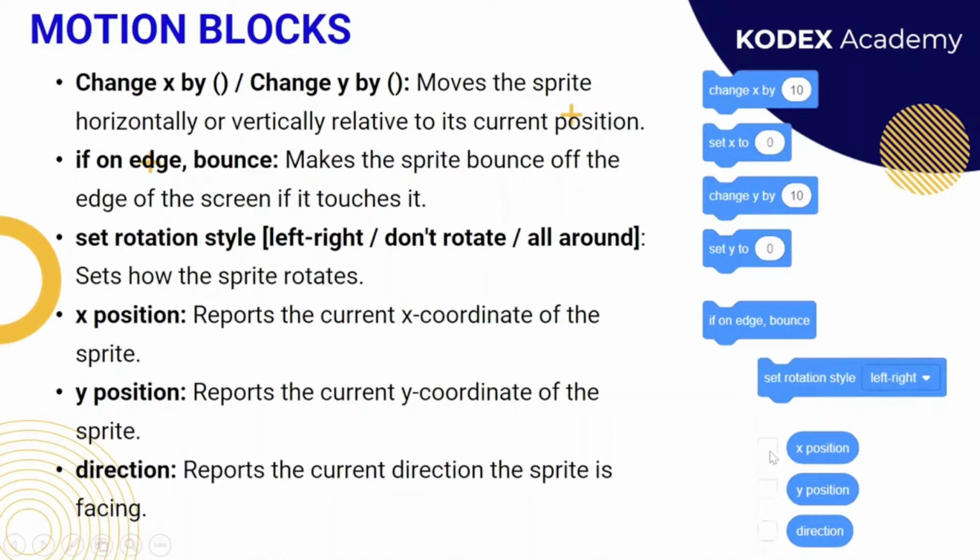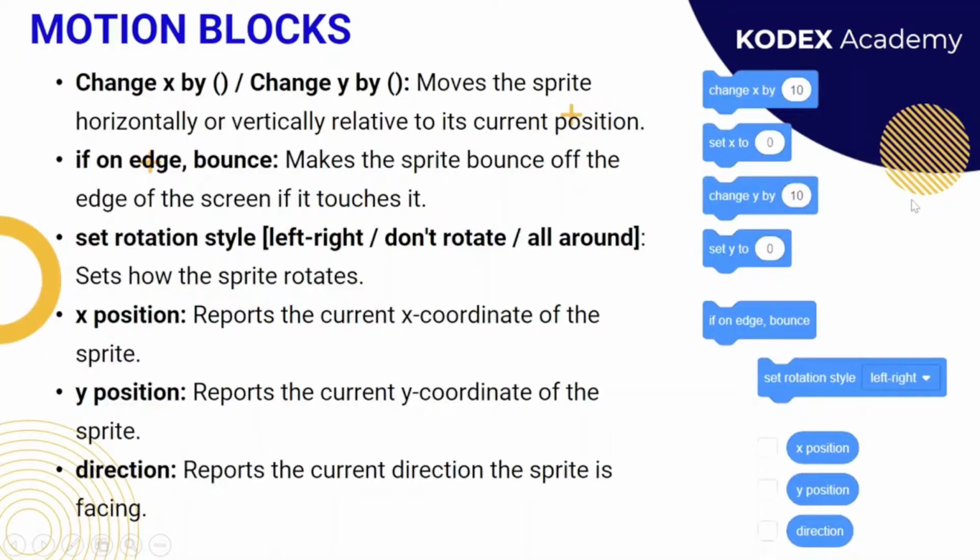You can see this X position on the screen, and here you can click on all three, so you will see X position, Y position and the direction also of your sprite on screen. So this is all about the motion block. Now we'll see how all these motion blocks will work on Scratch.